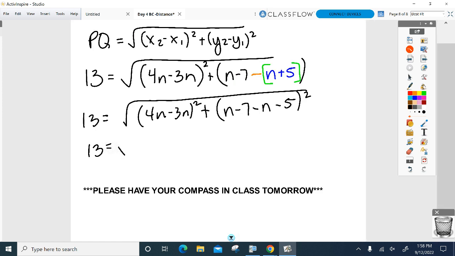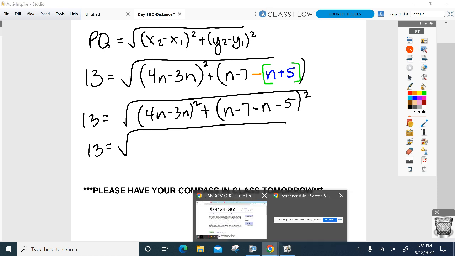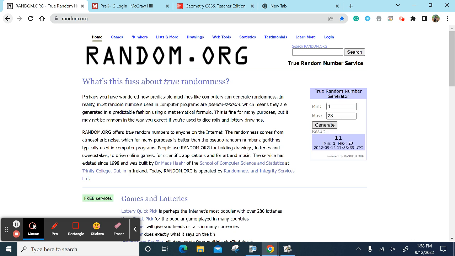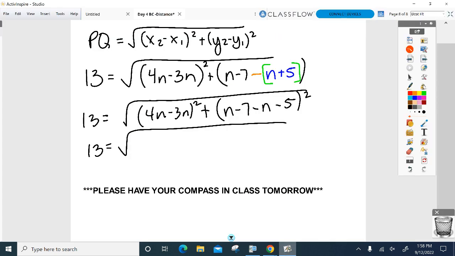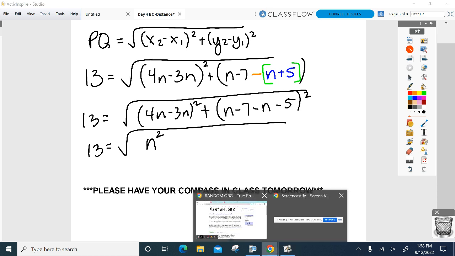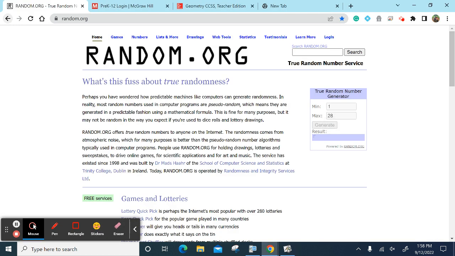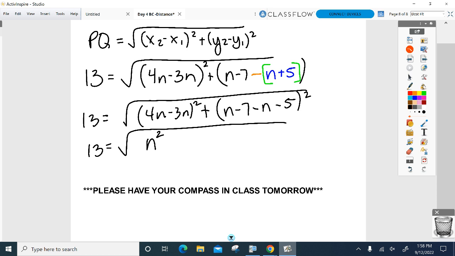13. What do you get in the first parenthesis? That's not my issue. What's in the first parenthesis? Here we go. 4n minus 3n. You're going to get n. And then I square it and get? N squared. Yep. No issues? All right, help me out in this second parenthesis now. Combining my like terms. Who's up here? N minus n.